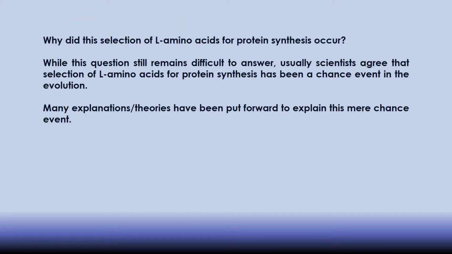Why did this selection of L-amino acids for protein synthesis occur? While this question still remains difficult to answer, usually scientists agree that selection of L-amino acids for protein synthesis has been a chance event in the evolution. However, in recent years, many explanations, theories, and experimental evidences have been put forward to explain this mere chance event of L-amino acid selection. We will be discussing here a few of the major theories of the selection of L-amino acids.